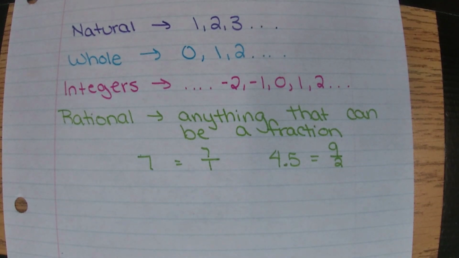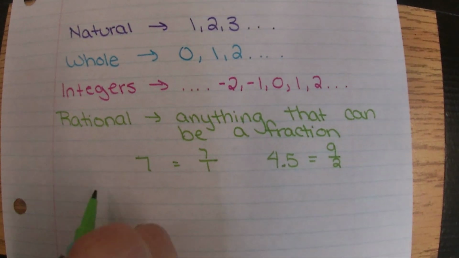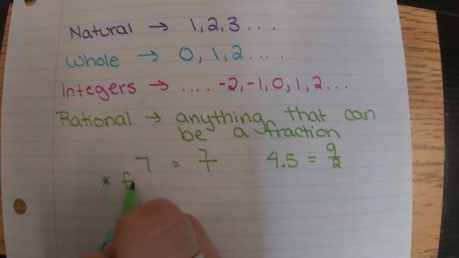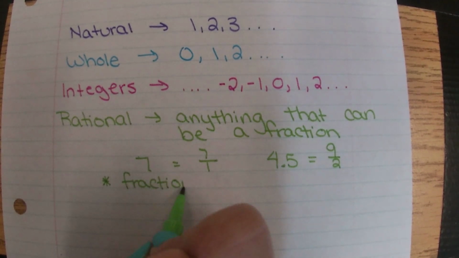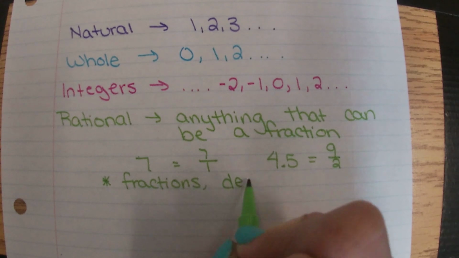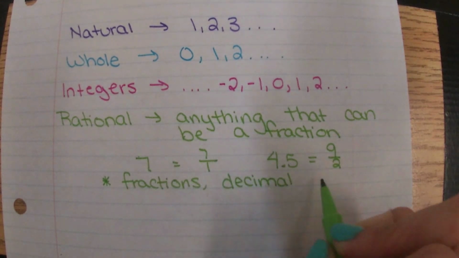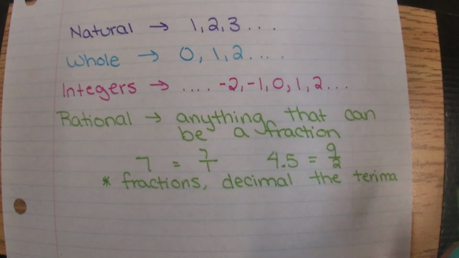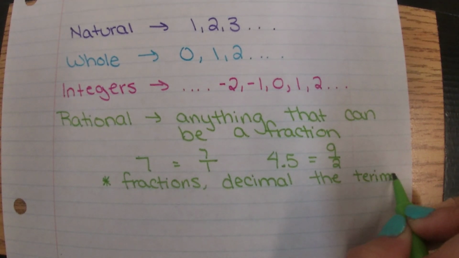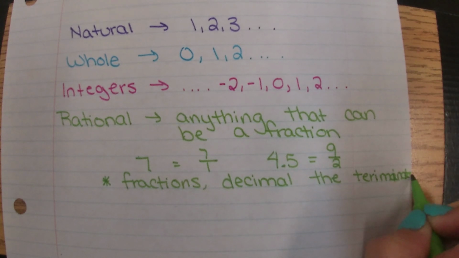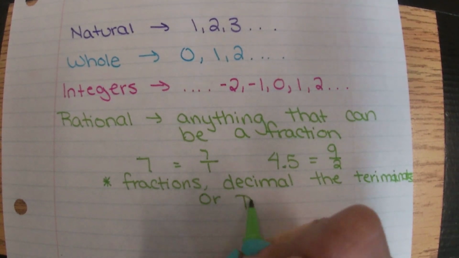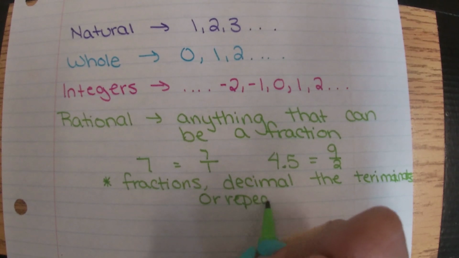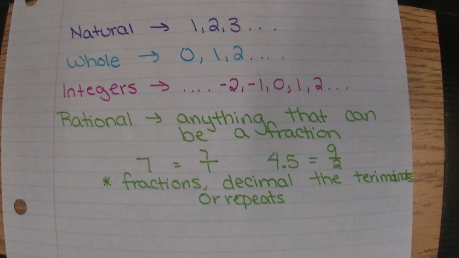Okay, so any type of number that can be written as a rational is going to be obviously fractions that are already fractions. Okay, and then any decimal that terminates, which means it ends, or repeats. So repeating decimals count here. 4.7358, right, that ends, so that counts here.